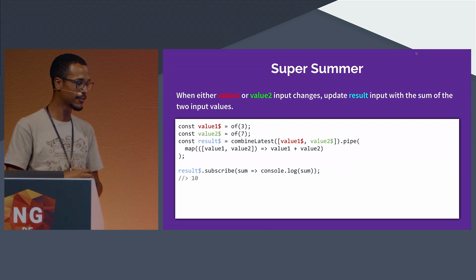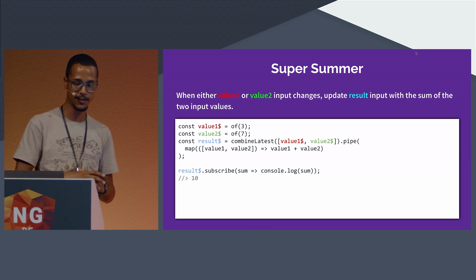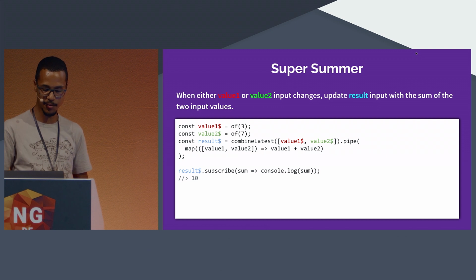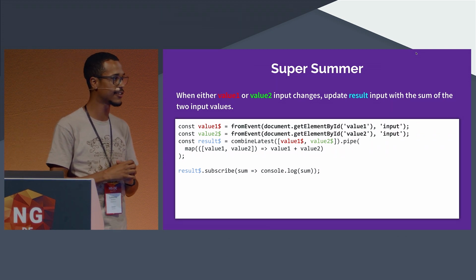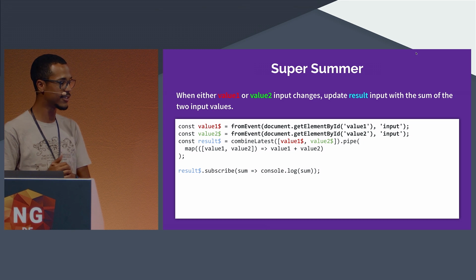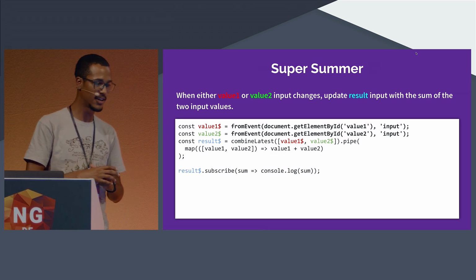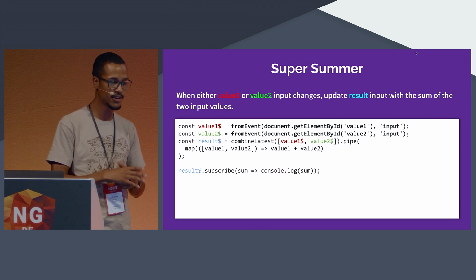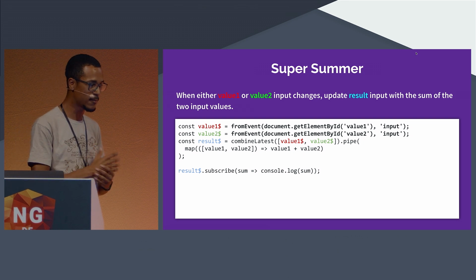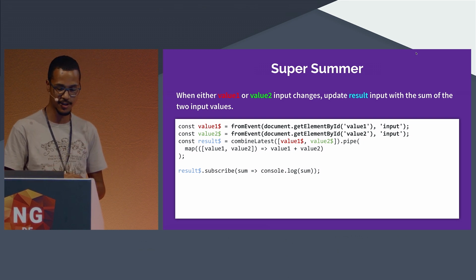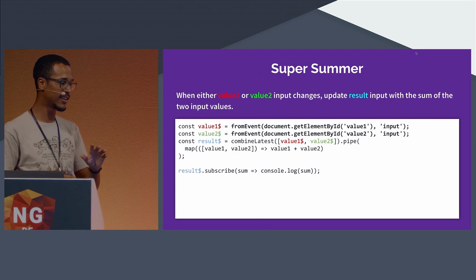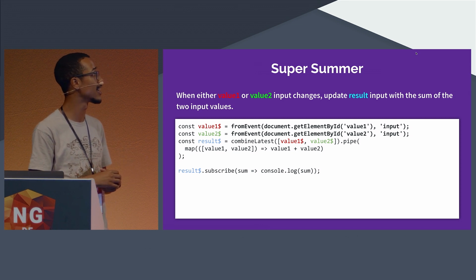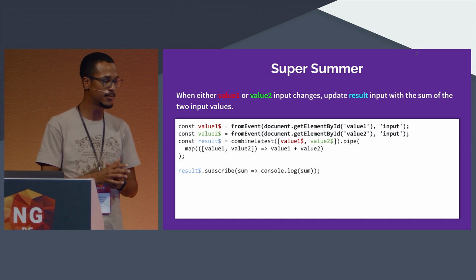Okay, this works, but it's static. We don't want that. We have to create a form. What do we do? We use a helper function from RxJS to create a stream from DOM events. So now we have a stream from events. The first argument would be the target element, and the second argument would be the event name. So now our value 1 and value 2 streams do not have what we expect. We expect them to emit numbers.